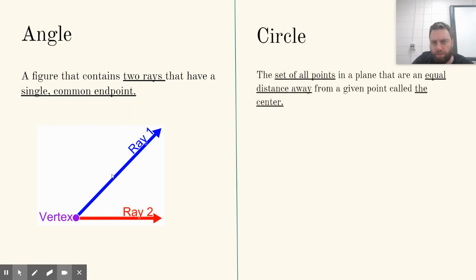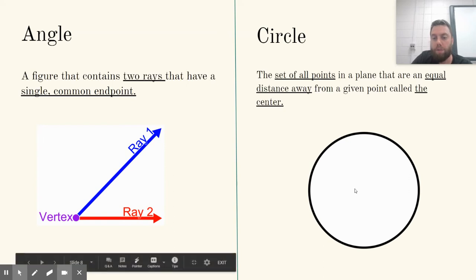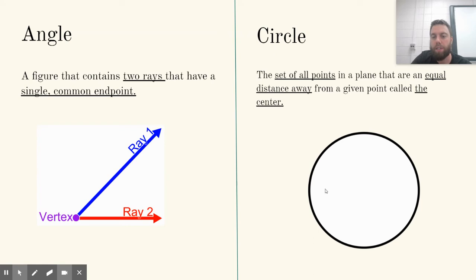Now, a circle is a set of all points on a plane that are equal distance away from a given point, which is called the center. So we have the center right here, and every piece of the circle is the exact same distance away from that center. So this is, let's say, 10 feet. This is also 10 feet. This is 10 feet.